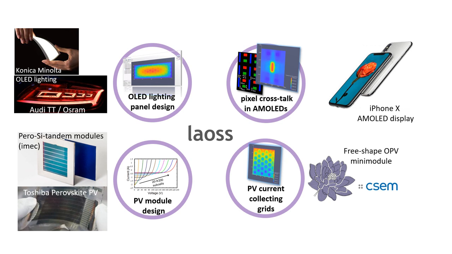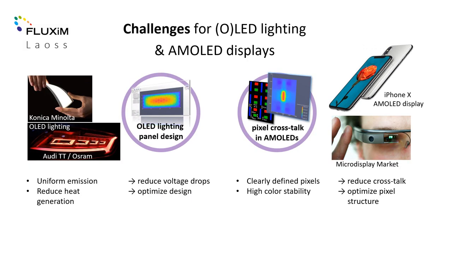The software allows you to understand effects that occur in displays such as pixel crosstalk and to optimize the device design in order to achieve the best efficiency, for example by modifying electrode layout parameters. Here we focus on the lighting and display applications of Laoss. OLED lighting panels should yield a homogeneous emission and keep the heat generation low in order to prevent degradation. Both can be achieved by optimizing the design, for example by suitable electrode materials or metal grid design.